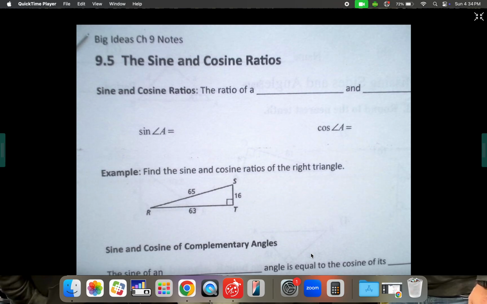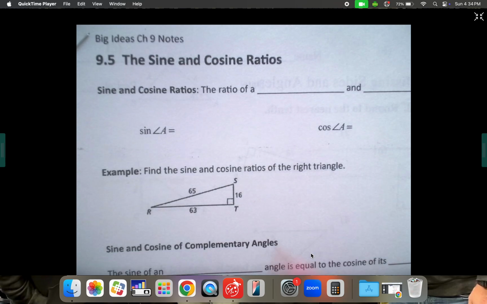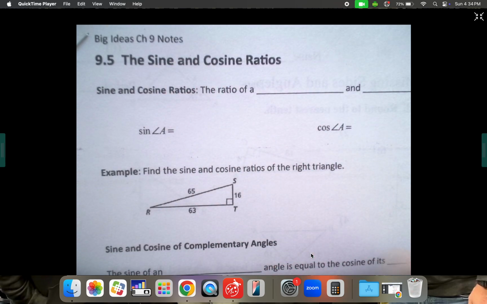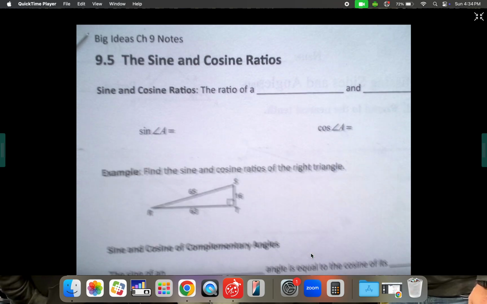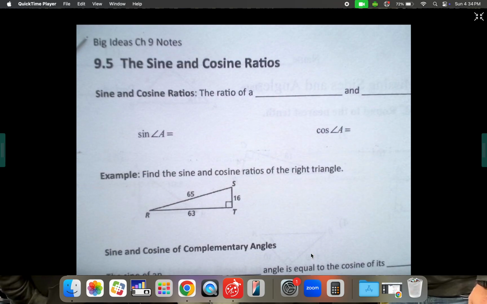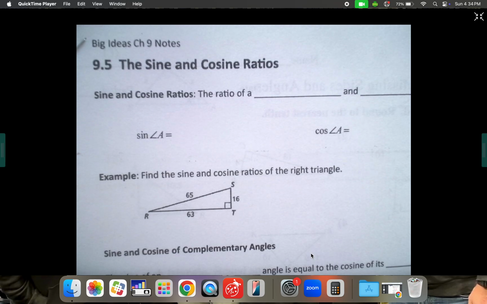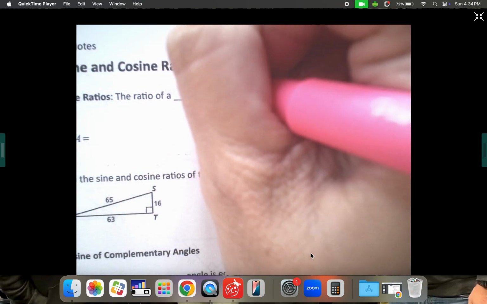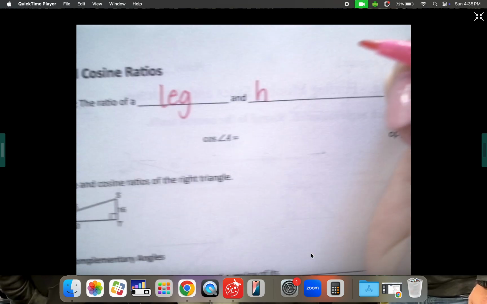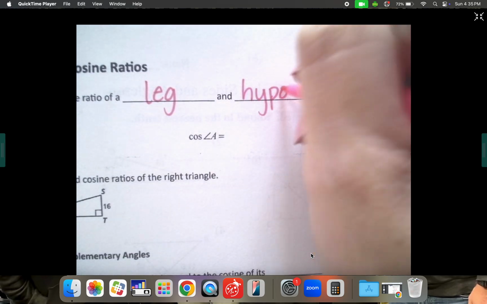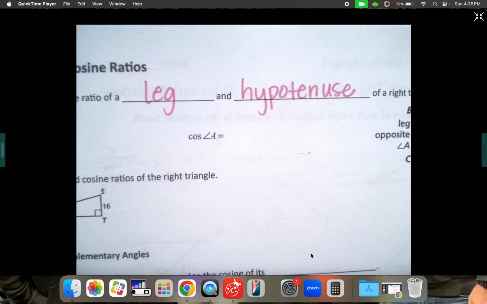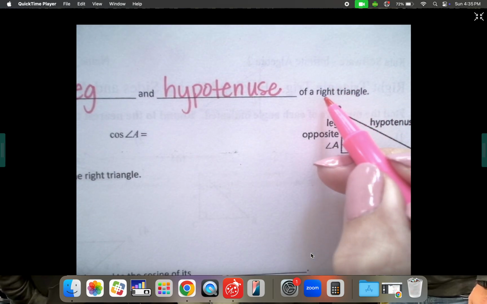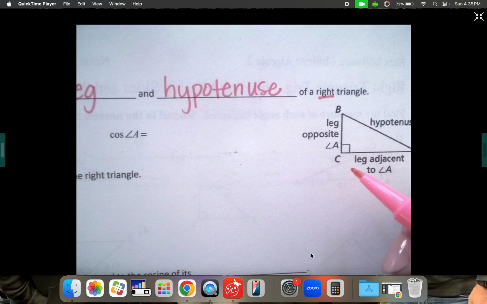Okay, for geometry, we are on lesson 9.5, and I taught tangent separately, but I'm going to teach sine and cosine together, and I'm going to explain why, but you're going to understand why here in just a second. So sine and cosine ratios are the last two of our trig ratios. There's three trig ratios. One was tangent, and then sine and cosine. So the sine and cosine ratio is the ratio of a leg and a hypotenuse. So we're going to look at the leg and the hypotenuse of a right triangle. Remember, trig always happens, or at least for now, with right triangles.